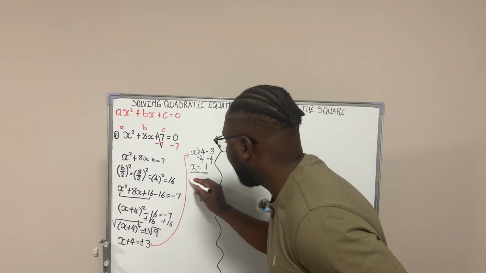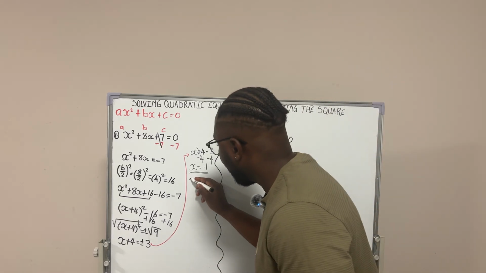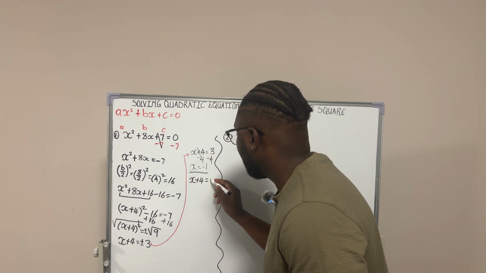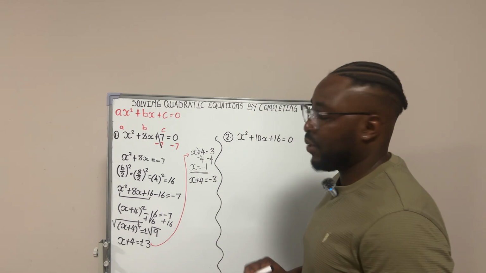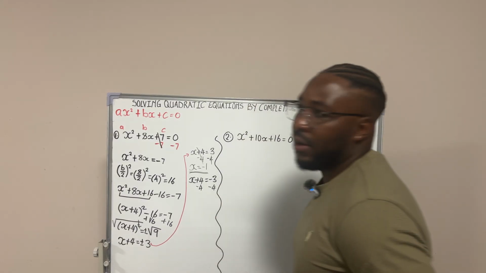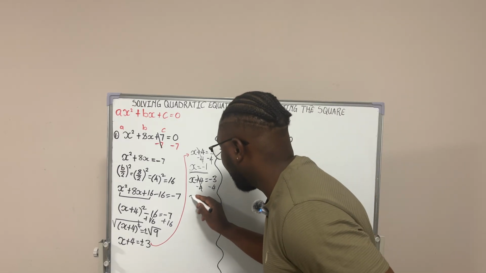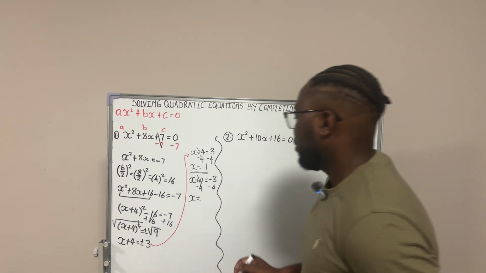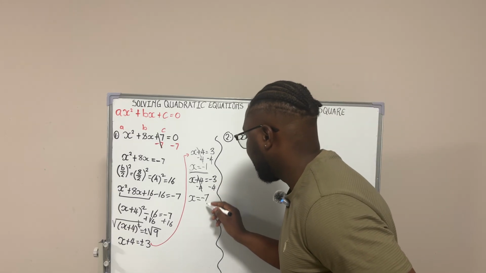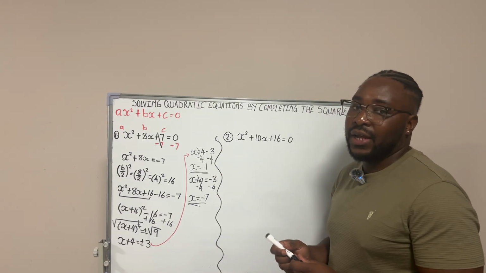Yes, so that will be x plus 4 equal to negative 3. And what are we doing? We just subtract 4 on both sides of our equation. Positive 4 and negative 4, those cancel out, and we shall be left with x equal to negative 3 minus 4, that's negative 7. Yes, so we have found our two x values over there.